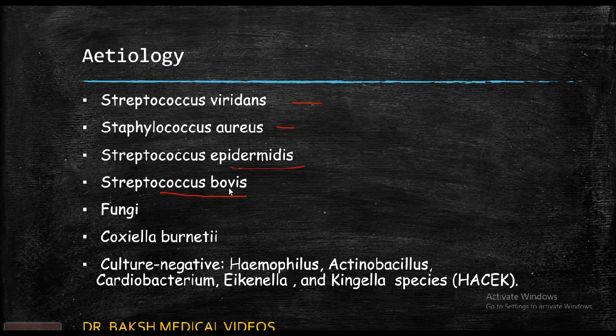Other than bacteria, it can also be caused by fungus. Then we have Coxiella burnetii. We also have the HACEK group of organisms. These are basically organisms which are difficult to culture, so usually the blood cultures come back negative. They include Haemophilus, Actinobacillus, Cardiobacterium, Eikenella, and Kingella species.